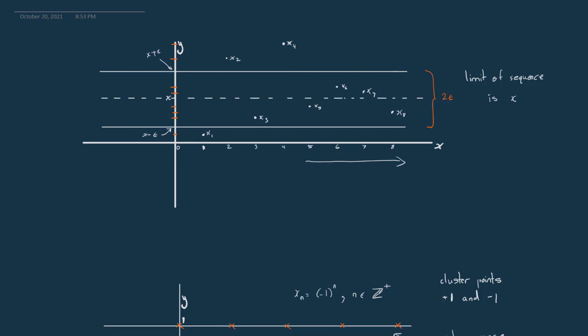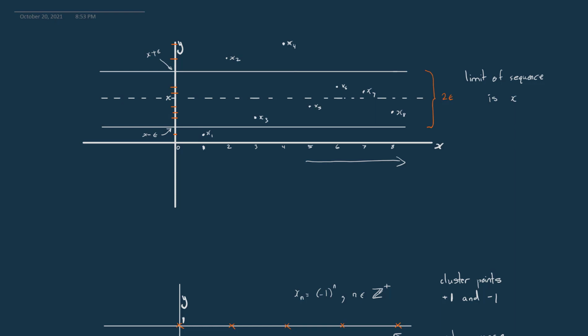Is there a difference between the limit of a sequence and cluster points of the sequence? Sometimes when we look at the formal definition, it's not always clear, especially to students who are just starting real analysis. So let's look at that by considering two examples.